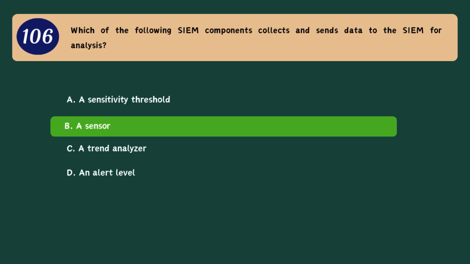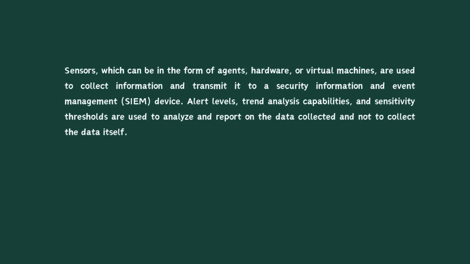Correct answer. B. A sensor. Sensors, which can be in the form of agents, hardware, or virtual machines, are used to collect information and transmit it to a security information and event management device. Alert levels, trend analysis capabilities, and sensitivity thresholds are used to analyze and report on the data collected and not to collect the data itself.